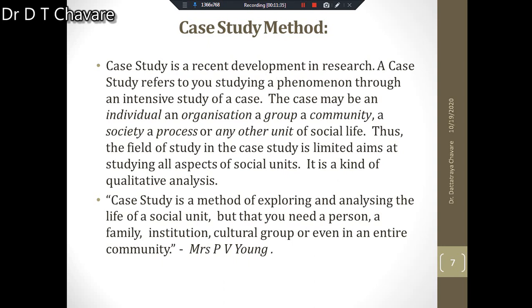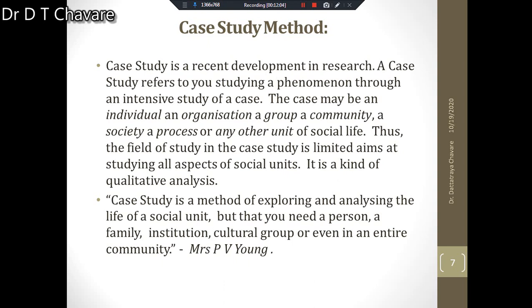It is a kind of qualitative analysis. Try to understand qualitative and quantitative analysis. Both analyses we have to understand as students of research methodology. Qualitative analysis and quantitative analysis both are essential here. Case study is a method of exploring and analyzing the life of a social unit.